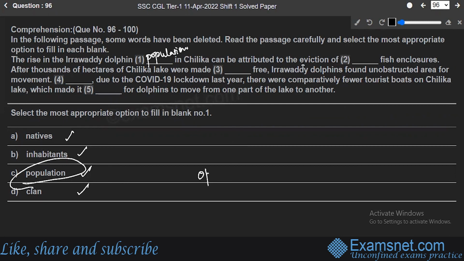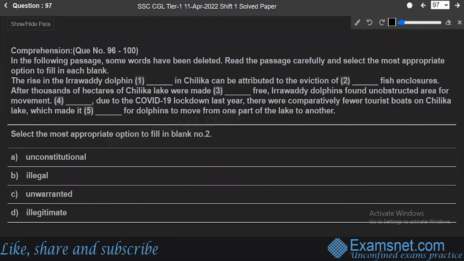So option C is the correct answer for the question. See, natives means connected with the place where you are born or have lived. Inhabitants: a person or an animal that lives in a place. Clan means a group of families who are related to each other, and population is the most suitable answer for the given blank. Let's move to the next question, number 97.